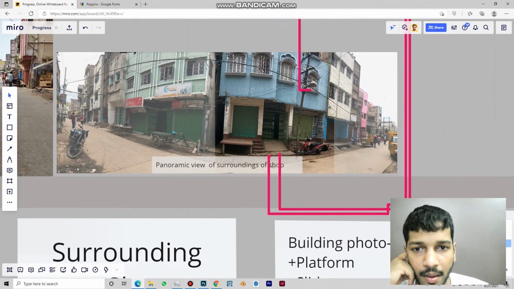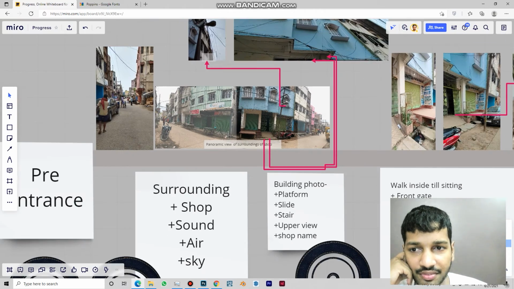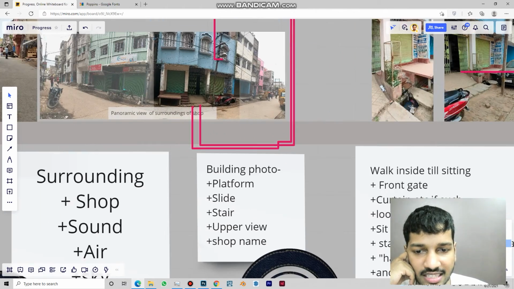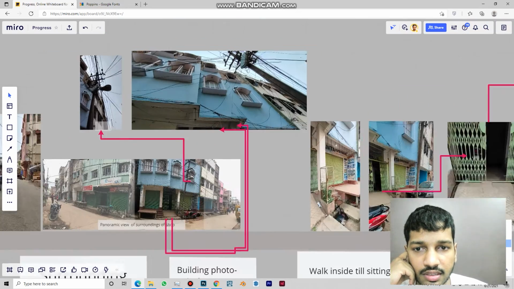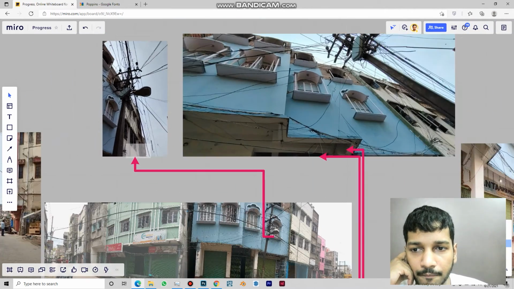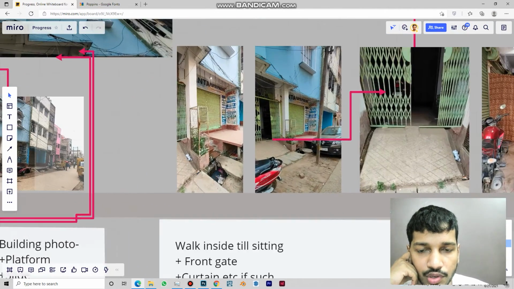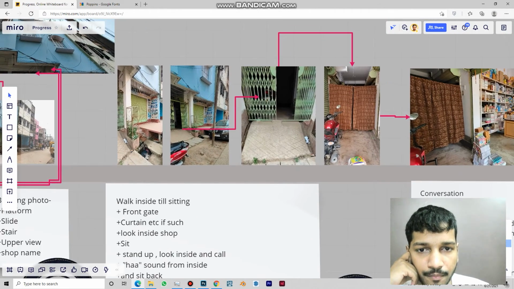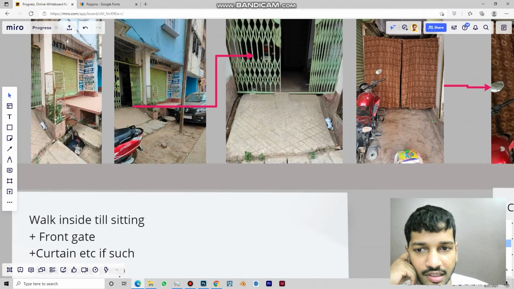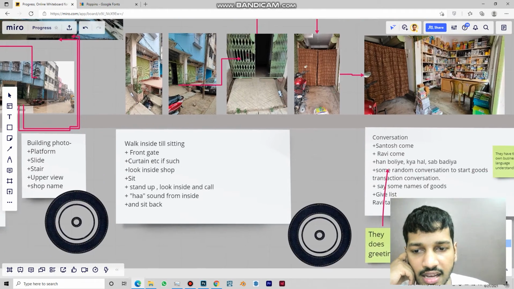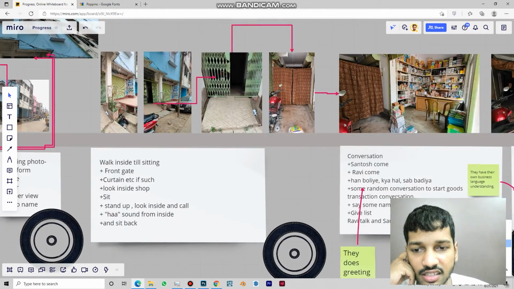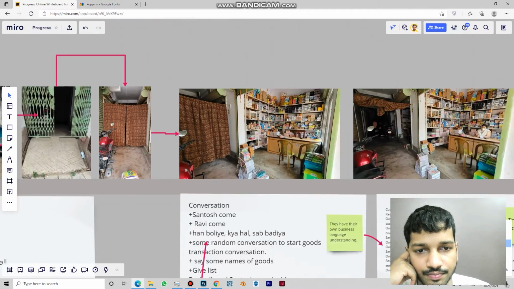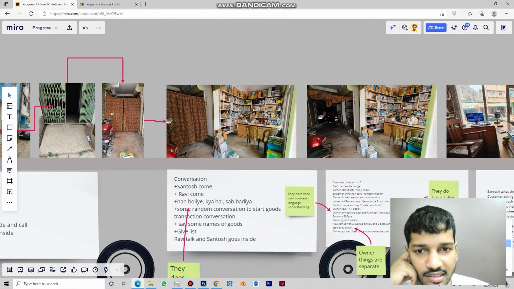So what he sees pre-entrance was this view. Then the panoramic view showed the shop on the left hand side. Building photo, platform, stairs, upper view of this building is this. This is the shop area, the entrance. What he sees at the entrance is a curtain after entering here. Then on the right side you see the shop.